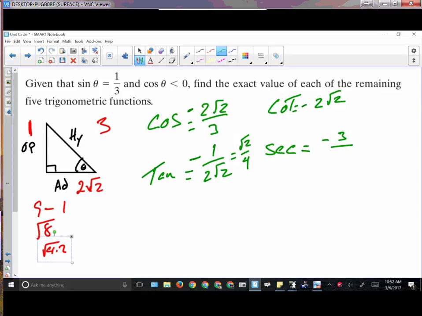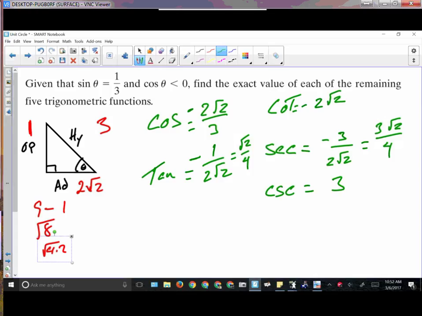Secant, reciprocal of that, which is going to be negative 2 square root 2, which would end up being 3 square root 2 over 4. Cosecant is the reciprocal of sine, which is simply going to be 3. Easy enough?